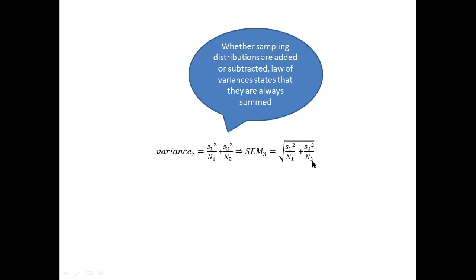I'm emphasizing that the variances are always summed. And the square root of that variance would give us the standard error of the mean, that is S1 square upon N1 plus S2 square upon N2, taking it under the whole square root. Over here, I want to indicate one very important thing: some students first calculate the standard deviation, and taking the square of the standard deviation, they find the variance. Conceptually, this is a very, very wrong thing to do. You have to first find the variance and then the standard deviation.